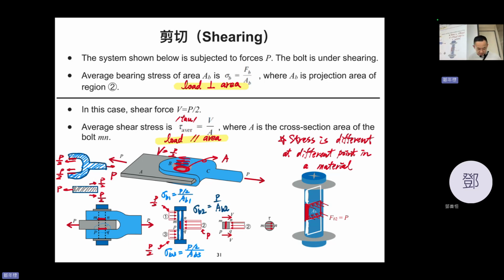Sorry, I put the wrong position of the area. I should put it here. So the area here should be here. Okay, so sorry for that.